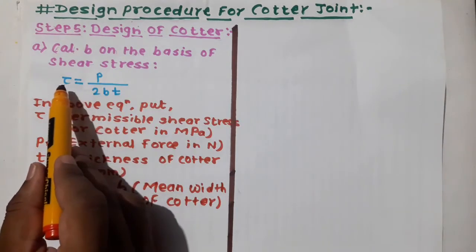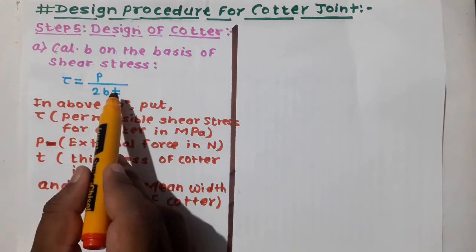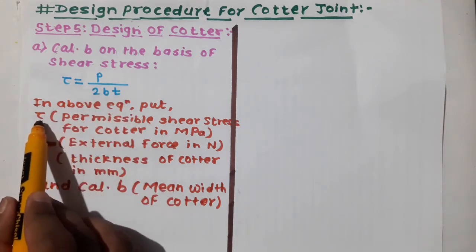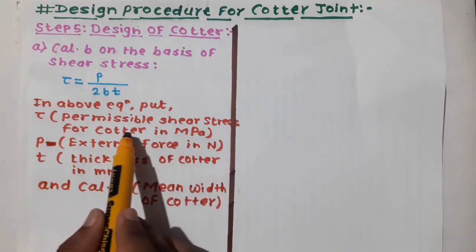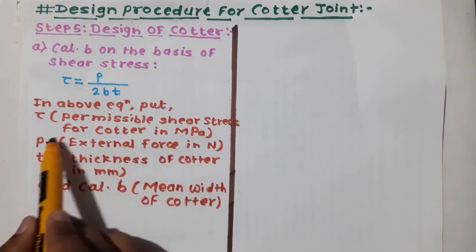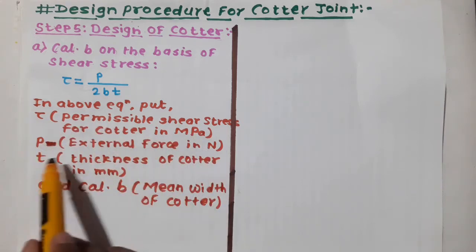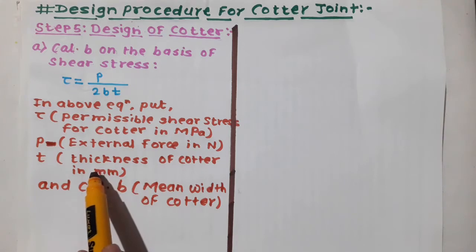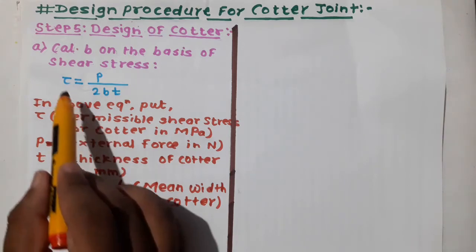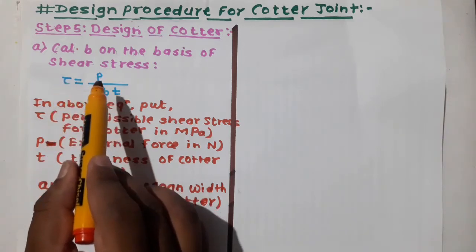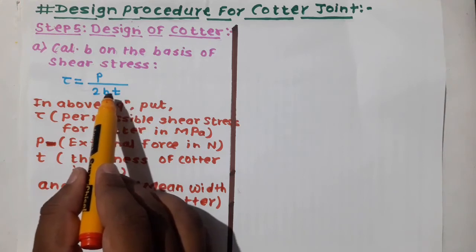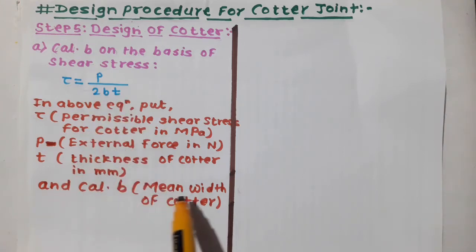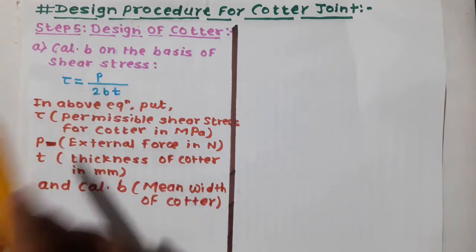In this equation, tau is equal to P upon 2 B T. Put tau, that is the permissible shear stress for quarter in megapascal, P the external force in Newton, and T the thickness of quarter in mm. Then, by putting the permissible shear stress tau, external force P, and thickness of quarter T, calculate B, that is the mean width of quarter. So this is point number 1 in step number 5.